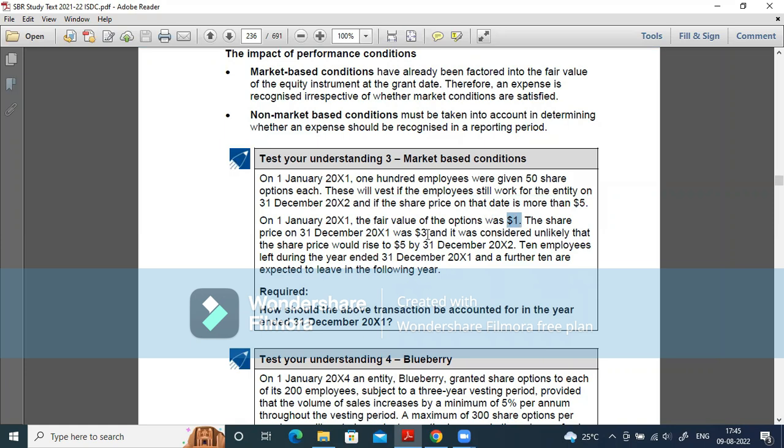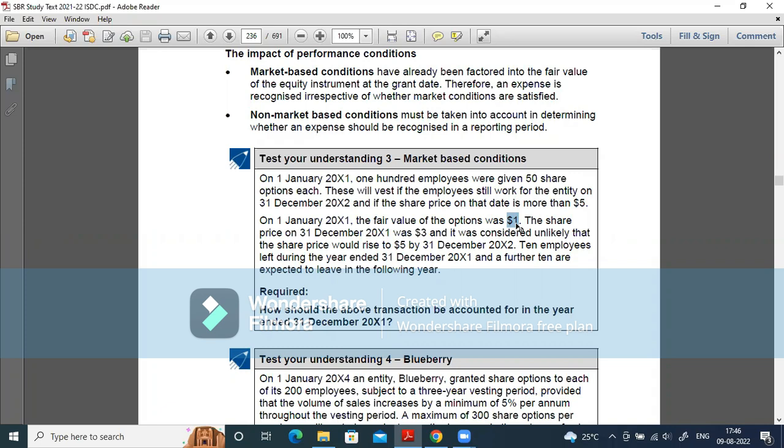The share price on 31st December 2001 was $3, and it was considered unlikely that the share price would rise to $5 by 31st December 2002. This is very, very important. It means at year end the share price is $3, but at the grant date, they decided the fair value of the option as $1. Now, this $1 includes, it is factored, the market rate factored into this. So that's why you can completely ignore the market-based conditions.